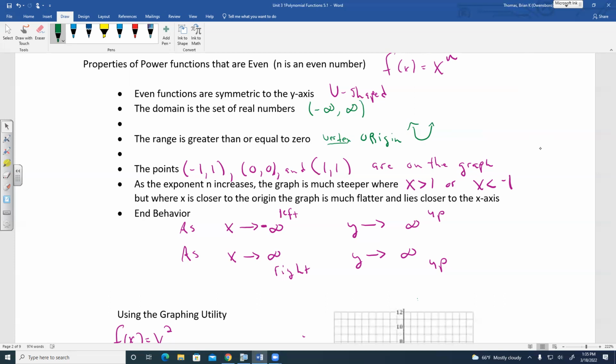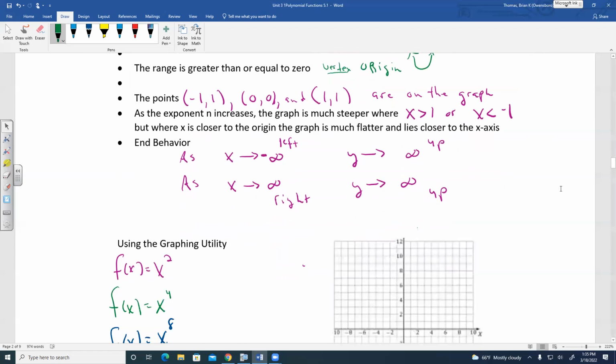What's really interesting is where x is close to the origin, the graph is going to be much fatter. It's going to lie closer to the x-axis. So we're going to talk about that a little bit. Being really close to the origin, it's going to get a lot flatter in that situation.